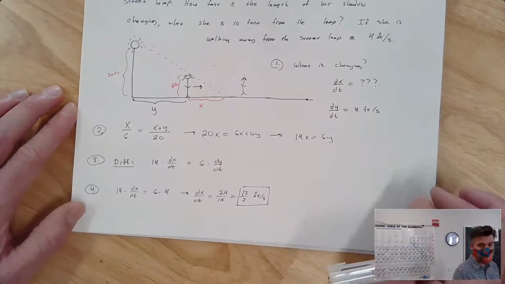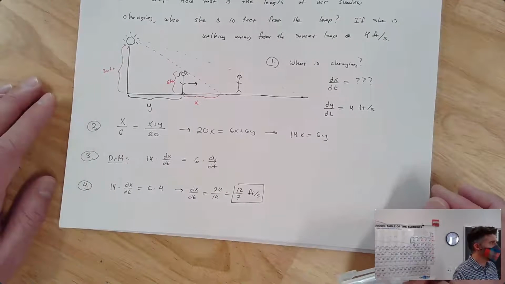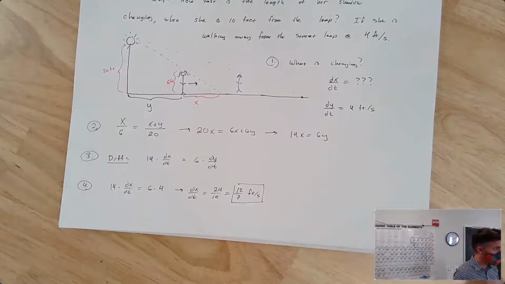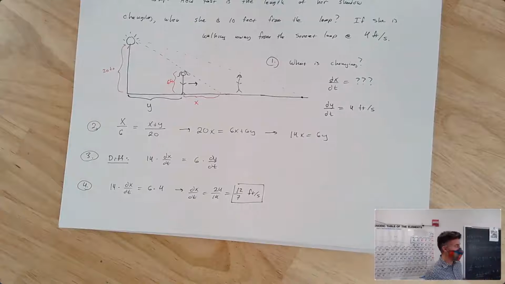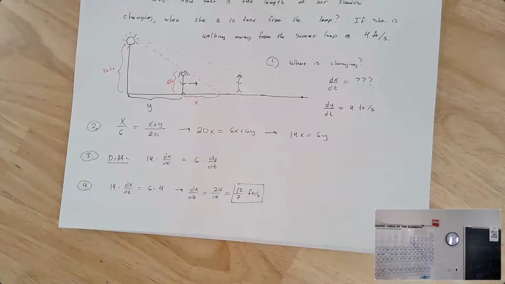And just notice, nowhere did I ever use the information that she was 10 feet away from the lamp. So similar to that problem where we were filling up the cylinder with water, here it also doesn't matter how far she is away from the lamp. She can be 10 feet from the lamp, and as long as she's walking at 4 feet per second, her shadow is increasing in length at 12 sevenths of a foot per second. Or she can be 20 feet from the lamp, or however far from the lamp, assuming that her shadow is still being cast. We're not pretending like this is a real thing or anything like that. So as long as she is walking at 4 feet per second, her shadow is always increasing at 12 sevenths of a foot per second.